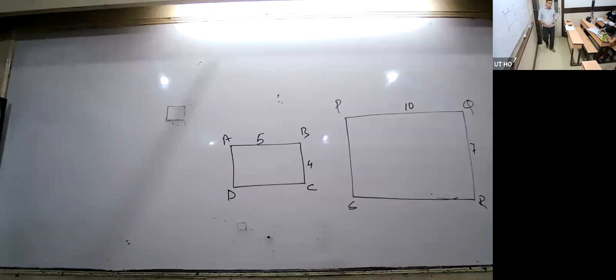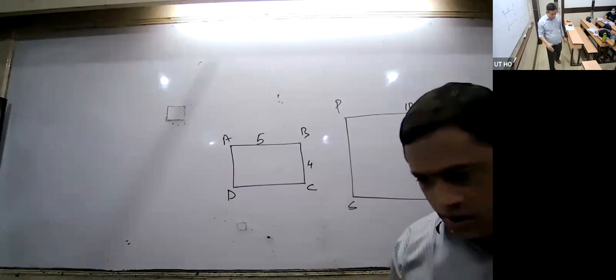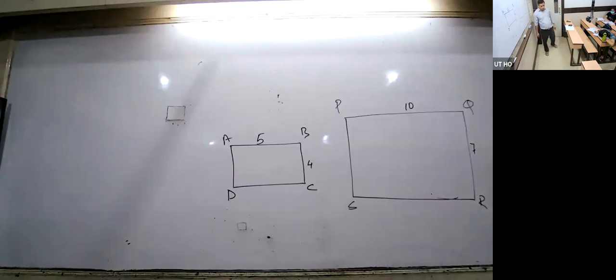Do you know what we say? Two polygons are similar when the sides are proportional and angles are equal. Is it, angles are equal? Check angle A and angle P, not angle A, B, C, D. Angle A should be equal to angle P. They are equal only, then similarity will come.